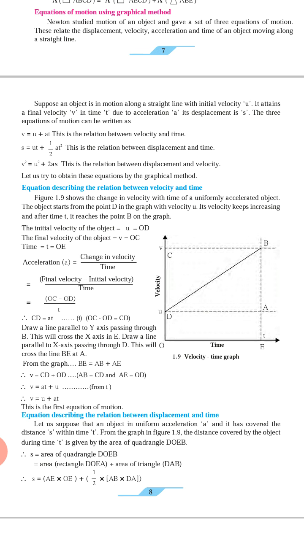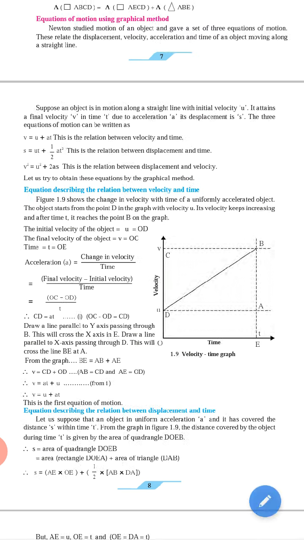The object starts from point D. Look at the graph. Origin point is O, and above that point there is one marked point D. The object starts from D and its initial velocity is u. Its velocity keeps increasing and after time t it reaches B.